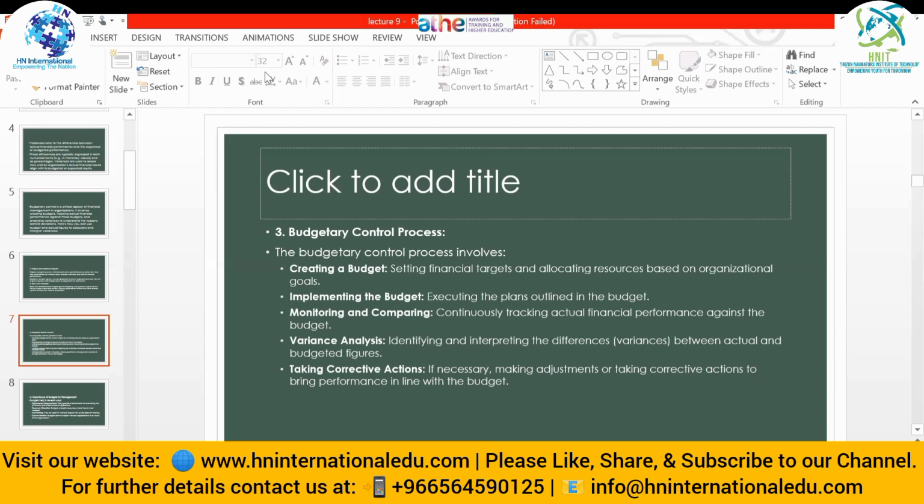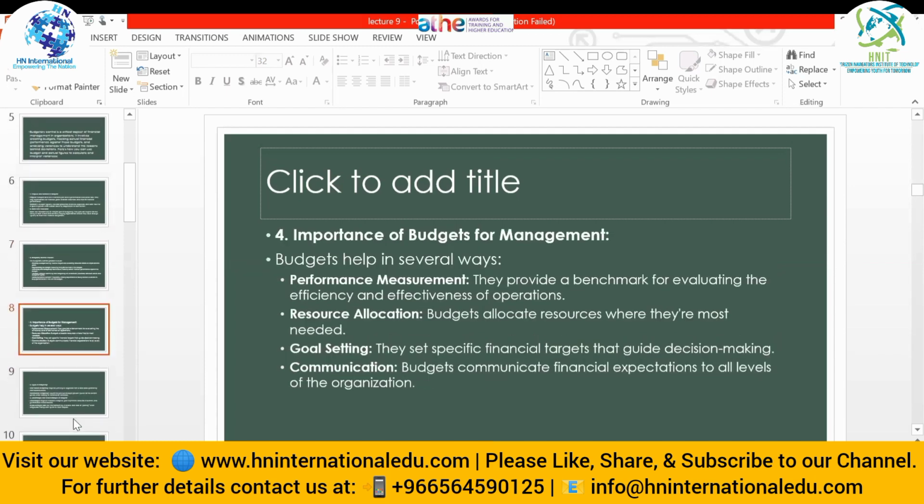Variance analysis is again the differences between the actual and the budgeted figures. And in the end, if necessary, making adjustments or taking corrective actions to bring the performance in line with the budget. We have taken all the precautionary measures and we are doing everything step by step, but we can encounter a problem at any of the steps. So it's our duty and responsibility to see how to overcome that problem.